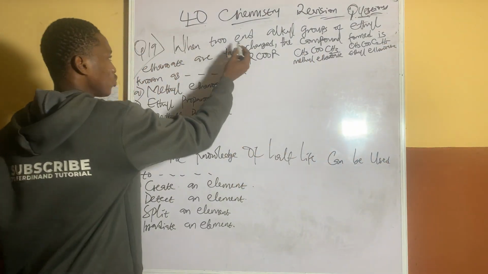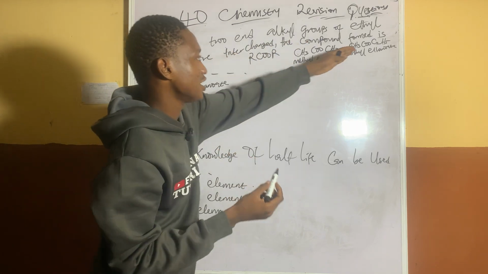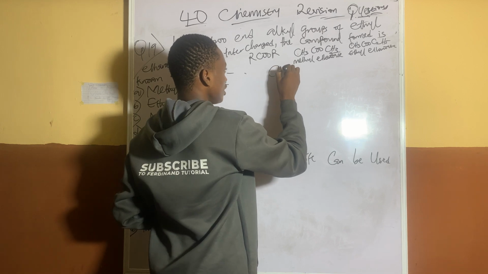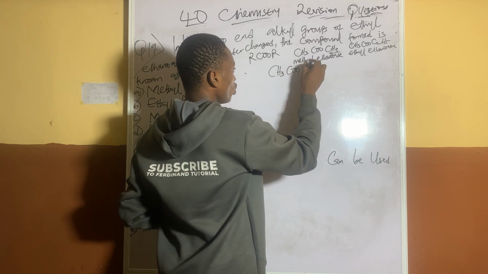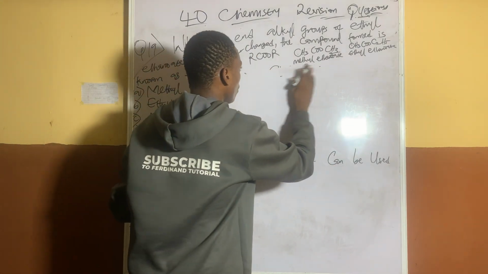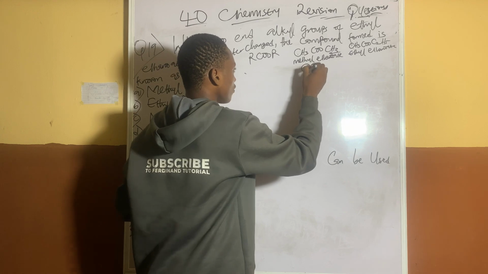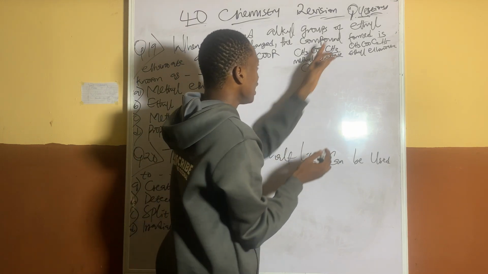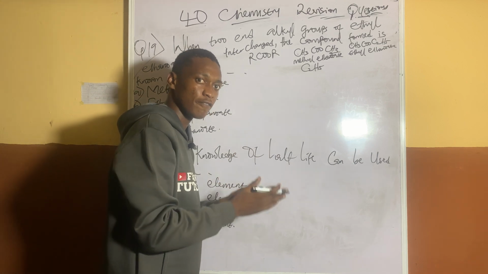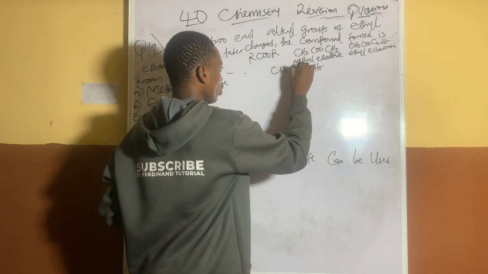So back to the question. When 2 N-alkyl groups of ethyl ethanoate are interchanged, I've just said it here. This is ethyl ethanoate, CH3, COO, C2H5. How do I write ethyl ethanoate? For me to write ethyl ethanoate, I must first of all start from the back. Ethyl means I'm going to have C2H5. So how do I write ethanoate? For ethanoate to be formed, we're going to have methyl plus the functional group, which is CH3, COO.